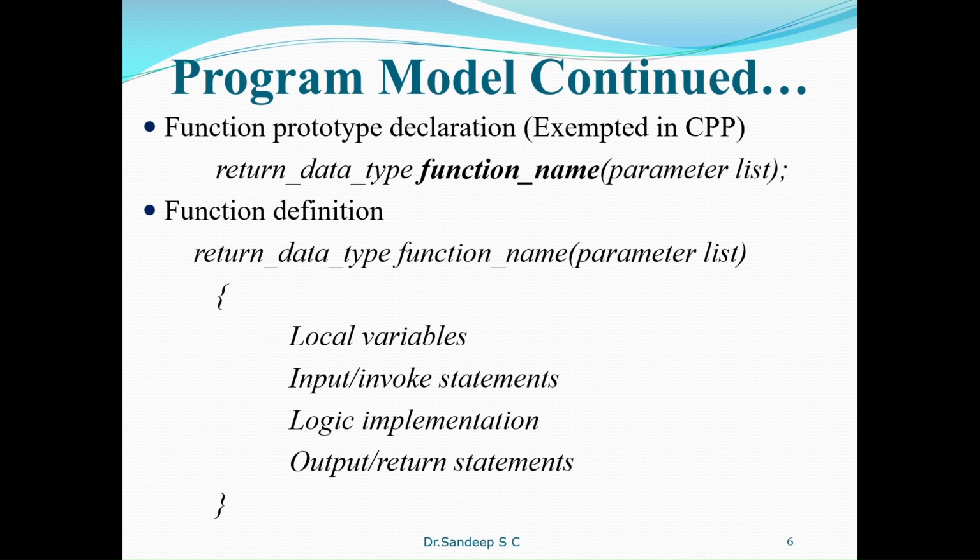Then when we are defining the function, we will use the same line without a semicolon. That will include the body of the function. So return data type, function name, then parameter list, and the body of the program, wherein we will have local variables being declared as required for the function. Then if there are any input statements or invoke statements, we will use those. Then the actual function definition, or the logic implementation, of what the function is going to perform. Then finally we'll have a return statement. So this is a standard function model. All the functions will follow the same model that we have discussed here.